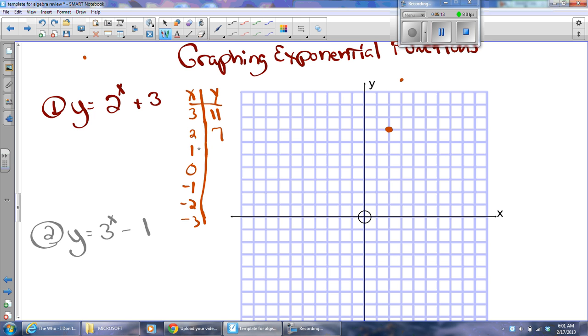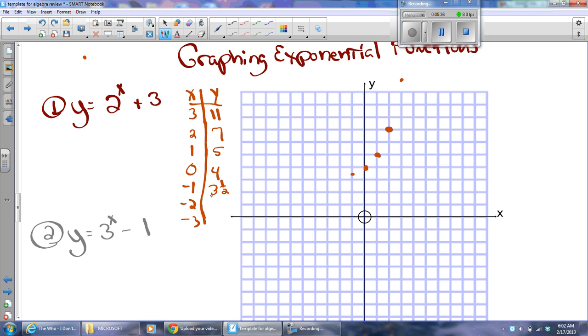2 to the first is 2, plus 3 is 5. Should be right there, 1, 5. 0, 2 to the 0 is 1, plus 3 is 4. There we go. Negative 1, 2 to the negative first is 1 half. 1 half plus 3 is 3 and a half. So negative 1, 1, 2, 3 and a half.